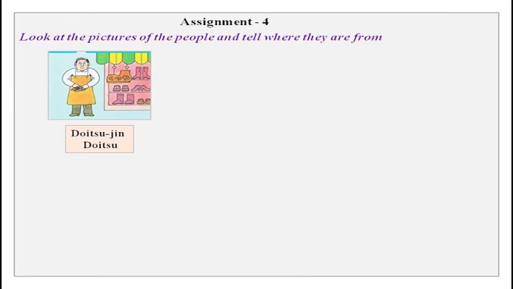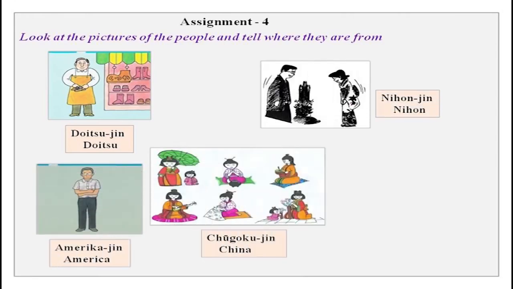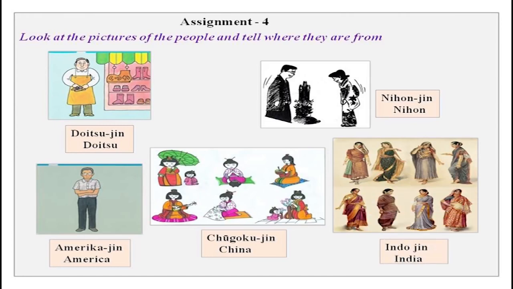In a similar manner, we have these three pictures here. America kara desu, America jin desu. Chugoku kara desu, Chugoku jin desu. You can make out from the kimono that the lady is wearing that she is from Japan. Nihon kara desu, Nihon jin desu. And of course, India. Indo kara desu, Indo jin desu.